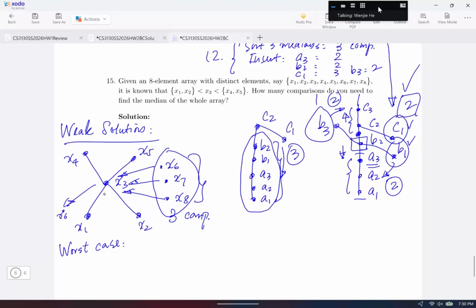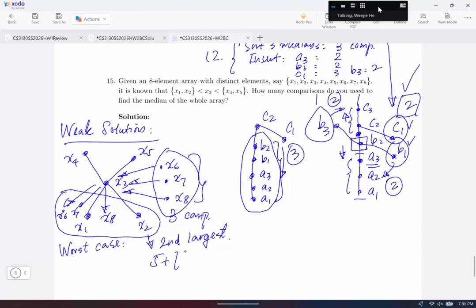X6, X7, X8, all below. All right. So we have 5 elements below X3. So in these 5 elements, we need to find the second largest. Second largest, so that is the 4th smallest, right? 4th smallest, second largest. All right, so we apply the formula.